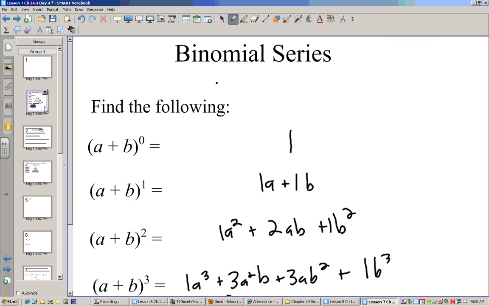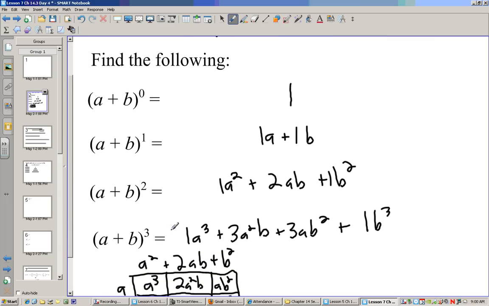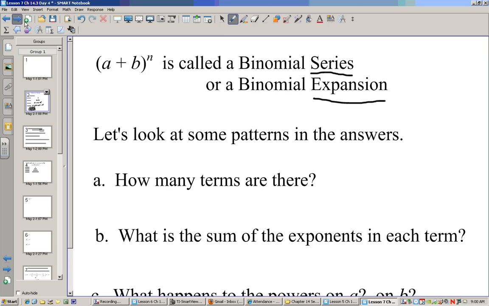All right, so if our n value is 3, how many terms? 1, 2, 3, 4. If our n value is 2, there's 1, 2, 3. If it's 1, there's 2 terms. If it's 0, it's 1 term. So there's always one more than n terms. So it's always n plus 1 terms.